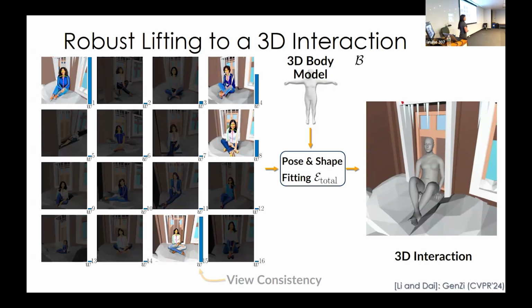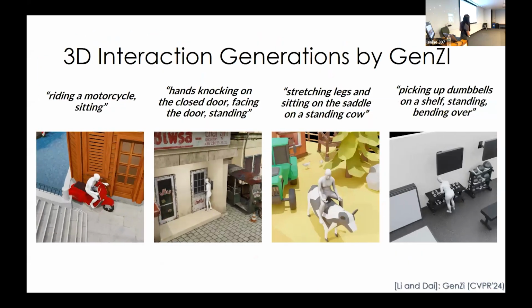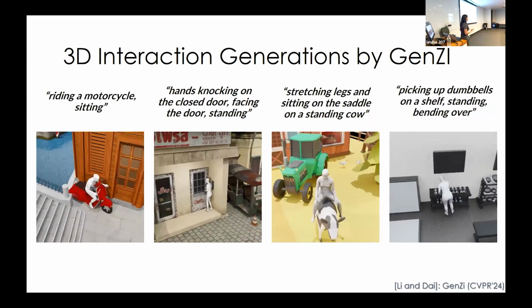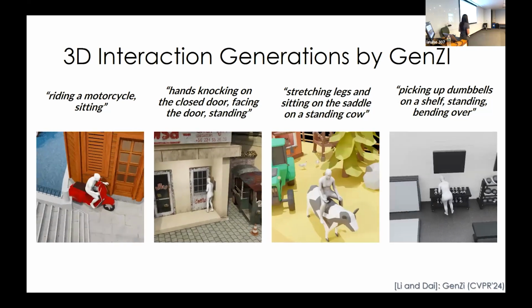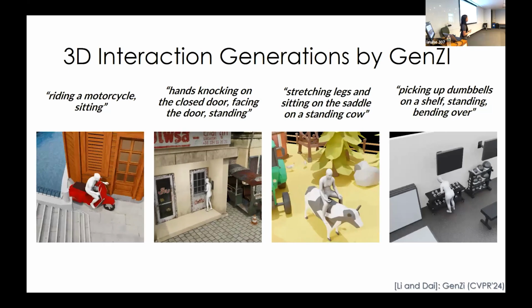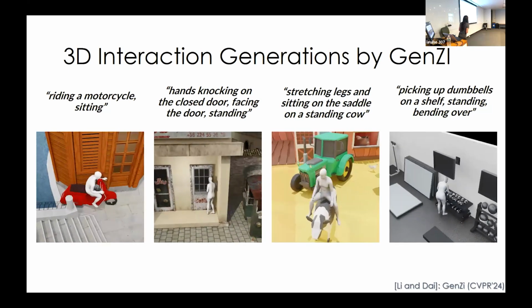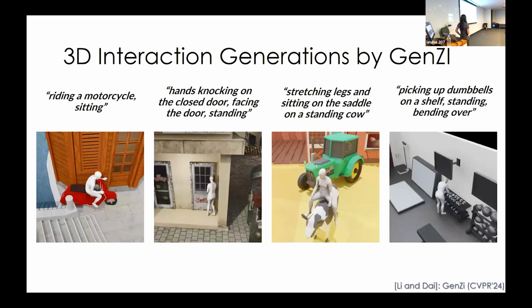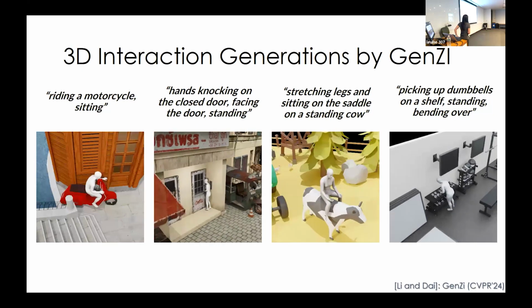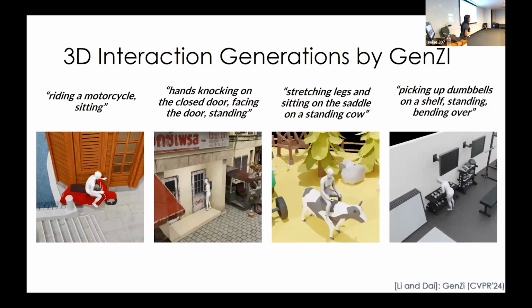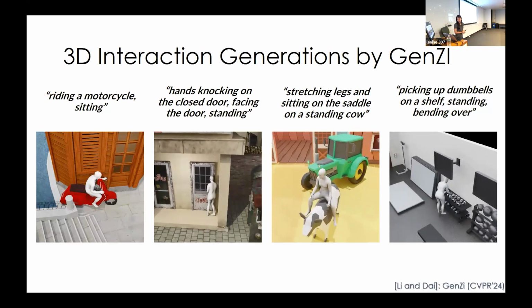I think this is quite nice because it means we have the generality of a text image-based model that can understand all kinds of different environments and produce a 3D view consistent version, for unusual things that you never see in captured data. We can start to produce interactions, a person riding a cow, or picking up weights at a gym. And that starts to show a nice potential for how we can get much more generalized understanding of interactions in 3D scenes.